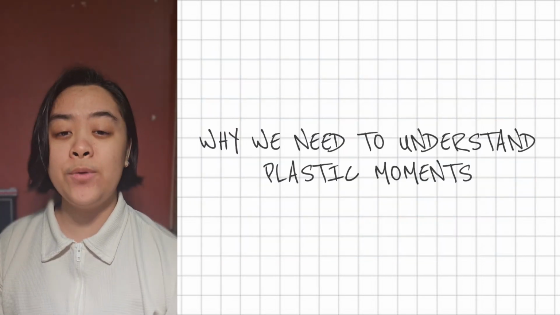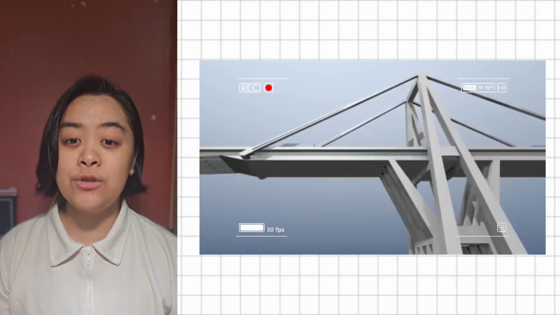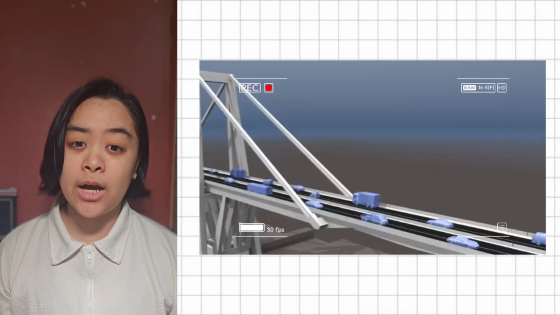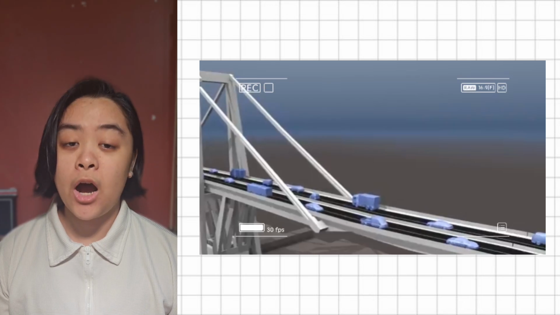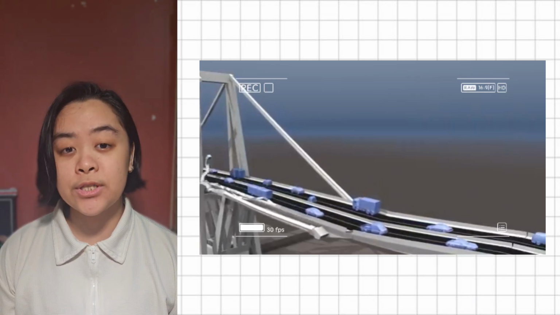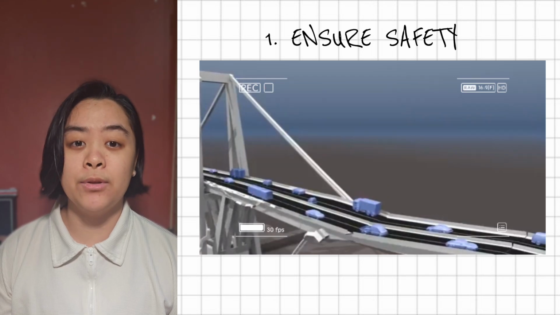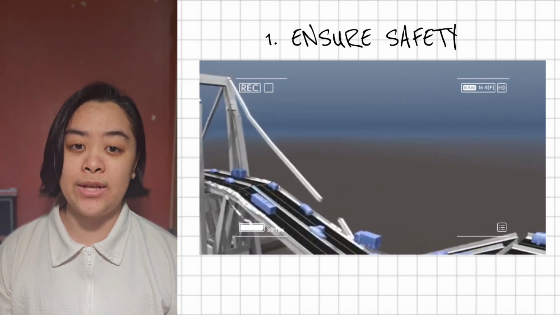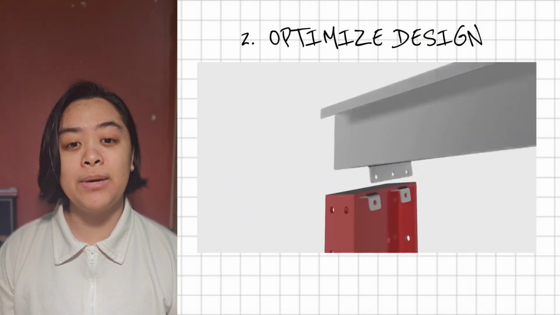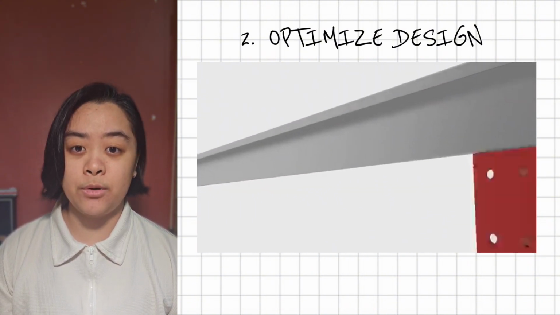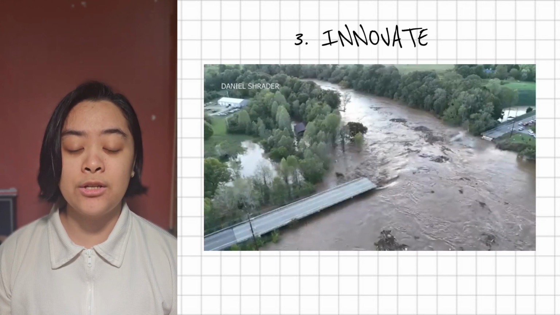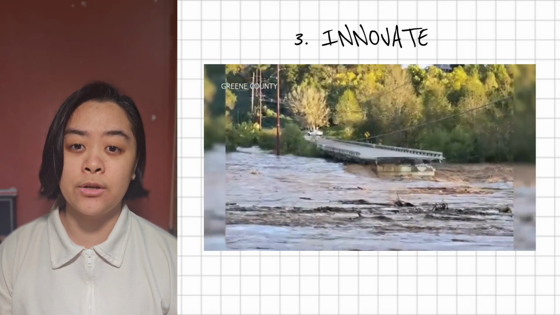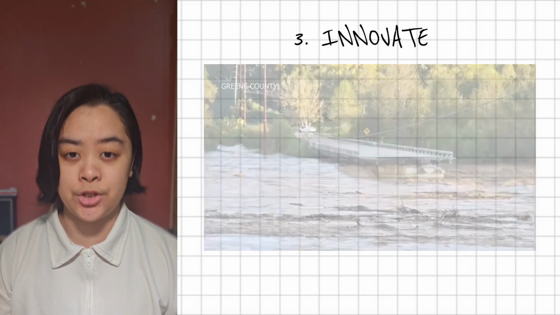Let's talk about why we need to understand plastic moments. Imagine designing a bridge that must support heavy traffic every day. If we don't account for the plastic moment of the materials used, we risk structural failure. Understanding this concept allows us to first ensure safety. By predicting how materials will behave under stress, we can prevent accidents. Second, optimize design. Engineers can use materials more effectively, saving costs while maintaining safety. Third, to innovate. Knowledge of plastic behavior opens doors for new materials and designs that can withstand extreme conditions.